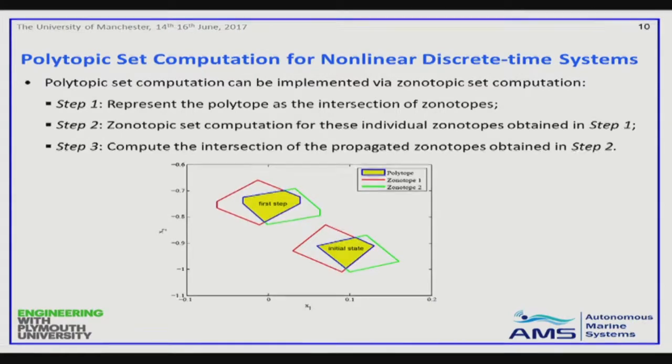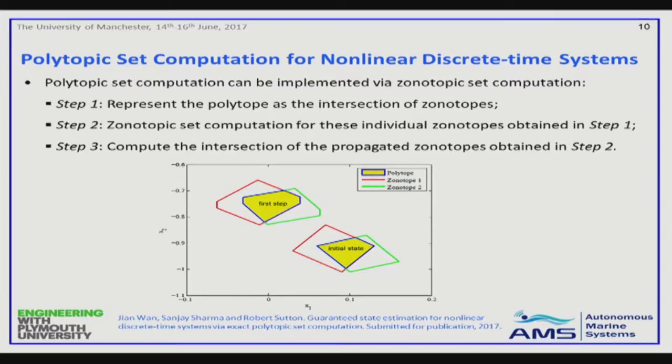So I explained the idea here. First, you have a polytope. You represent it by the intersection of two zonotopes. Then you calculate the zonotopic evolution. You get the intersection here. That is your second step. So your input is a polytope, and your output is also a polytope now, because you use this method, representing this polytope first by the intersection of zonotopes. So that is the idea for polytopic set computation.